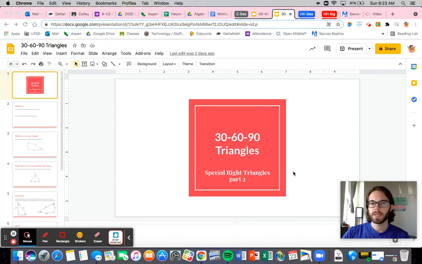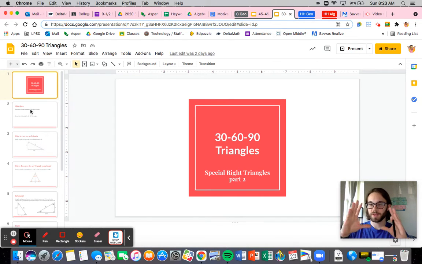Hi everyone, just wanted to take a minute to talk a little bit about special right triangles. Again, we're going to this time be talking about the 30, 60, 90 special right triangle, which is the second type of special right triangle. And we'll talk a little bit as well about where this one comes from. So the last one, if you recall, was the 45, 45, 90 triangle.